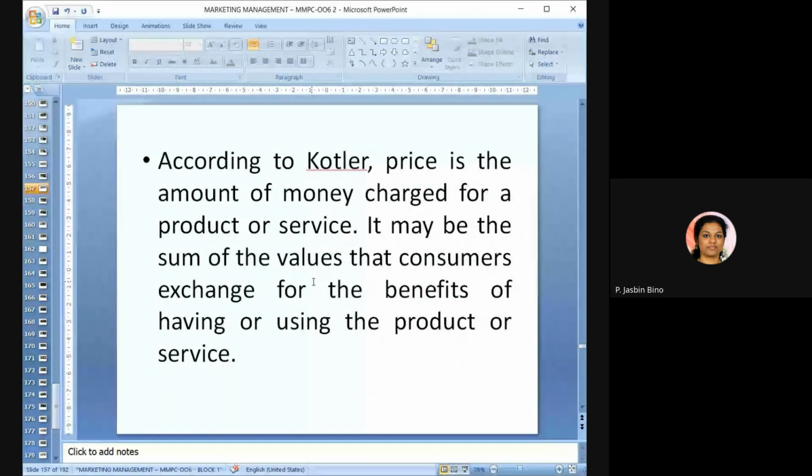Philip Kotler has given a definition for price. It is the amount of money charged for a product or service. It may be the sum of the values that consumers exchange for the benefits of having or using the product or service. So what we charge for a product is the price. According to him, it is a sum of the values that customers normally exchange for the benefits which they earned. That is the price of the product or service.